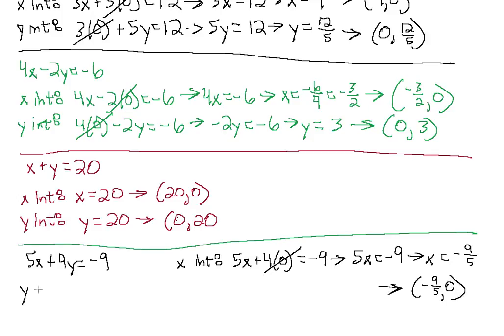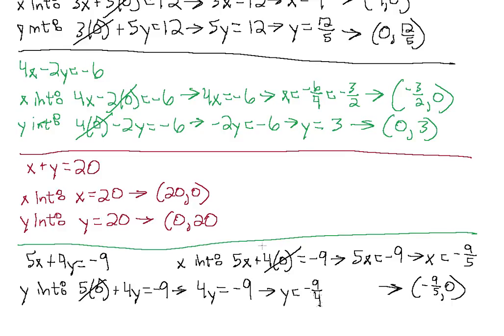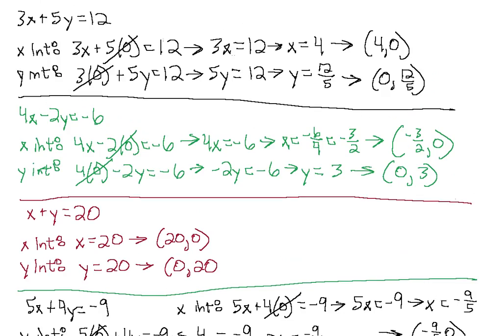Okay, now let's find our y-intercept. We plug in 0 for x because we're solving for our y-intercept. So 5 times 0 plus 4y equals minus 9. 5 times 0 is 0, so we get 4y equals minus 9. Divide both sides by 4, we get y equals minus 9 over 4. And then our y-intercept will be 0 and minus 9 over 4. Okay, not a whole lot to finding these intercepts. We just want to make sure we're substituting in 0 for the correct variable.